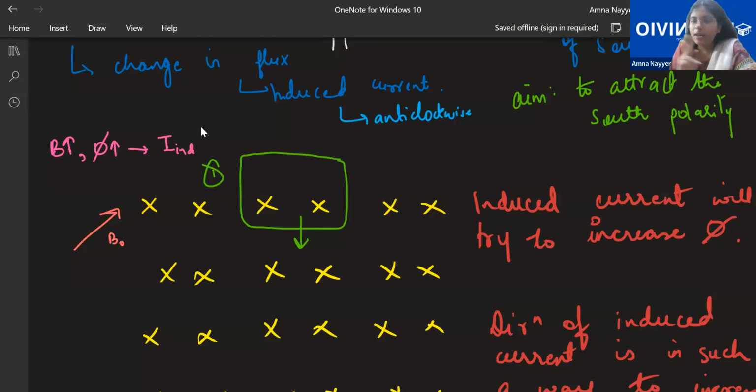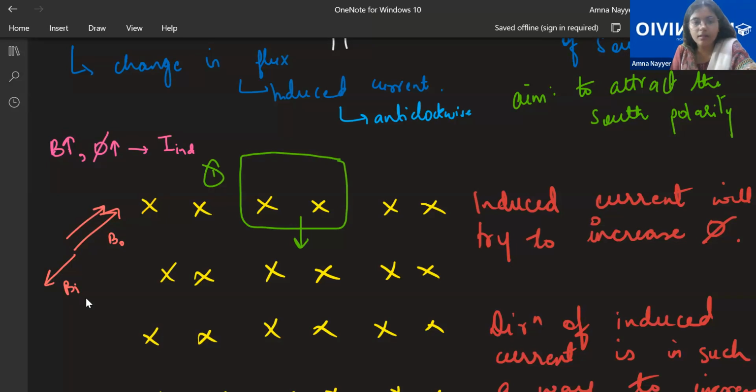Now see, there are two possibilities. One is that this induced magnetic field can be like this, coming out of the page, or it is pointing inwards. Both are possible, right? Now see, if this is the induced field, how will I get the net magnetic field?